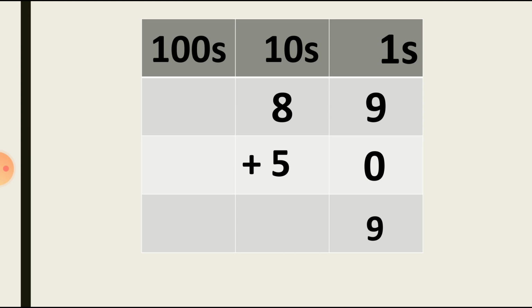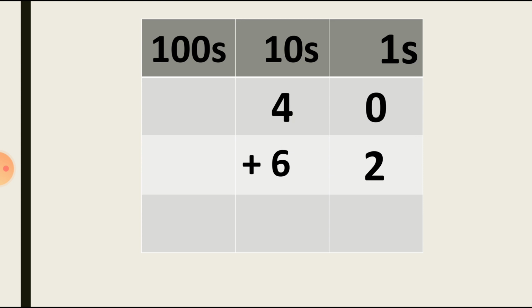So how many is 8 plus 5? Which number do I have to write under the tens column? See the number 3. 8 plus 5 is equal to 13. So I write number 3 under the tens column and the one number will move to the hundreds column. This way we can write down this number. So the answer is 139.